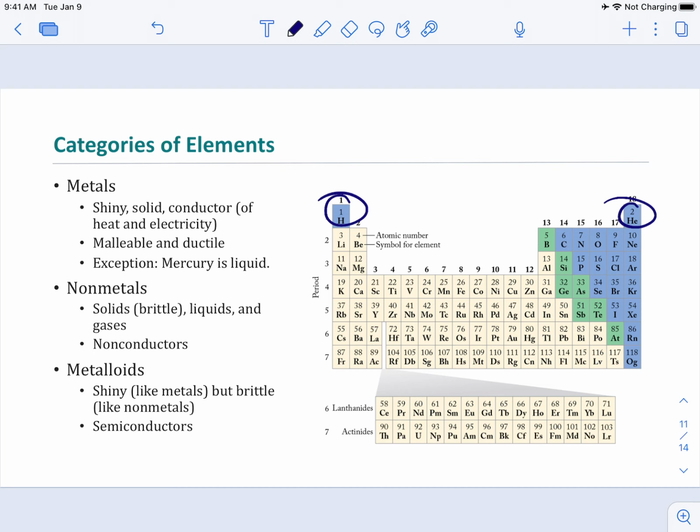And metalloids, of course, have characteristics in between metals and non-metals. You think about metals, you think about malleable and ductile, right? And conductors of electricity and heat, things like that. Metalloids are going to be in between that and non-metals.